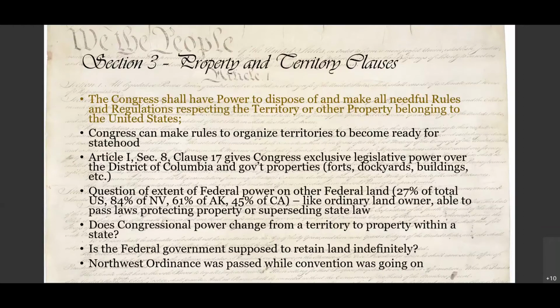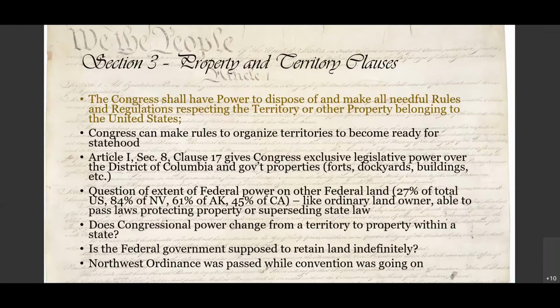So there's a question of what's the extent of federal power on land they own within a state. Are they like an ordinary landowner? They can buy it and sell it, but not much more. Or are they able to pass laws protecting that property? Or are they even able to supersede state law? So superseding state law, maybe they would say people that live on our federally owned land within your state don't have to pay state taxes. If I could pass a law like that, I'd gladly exempt myself from California state taxes.